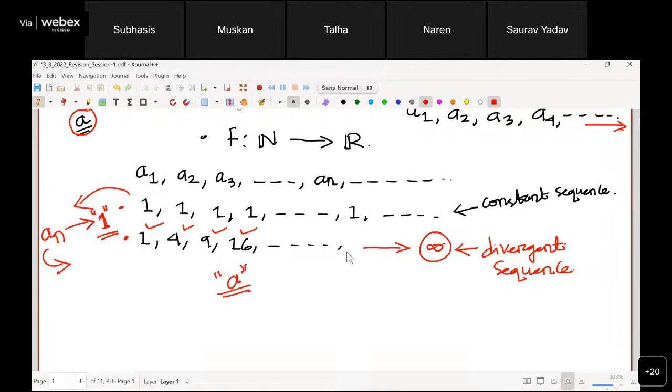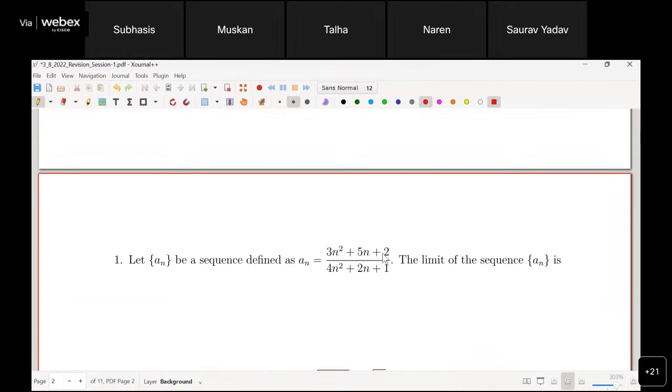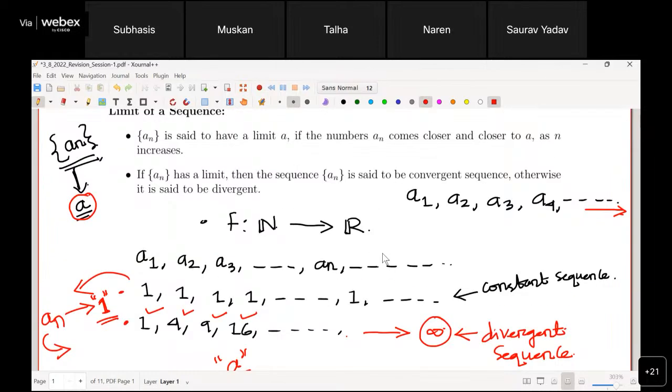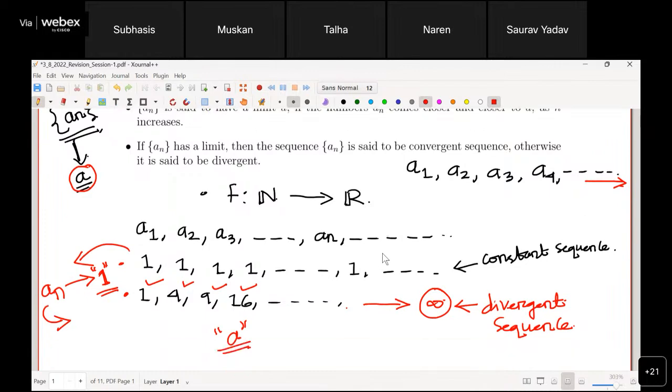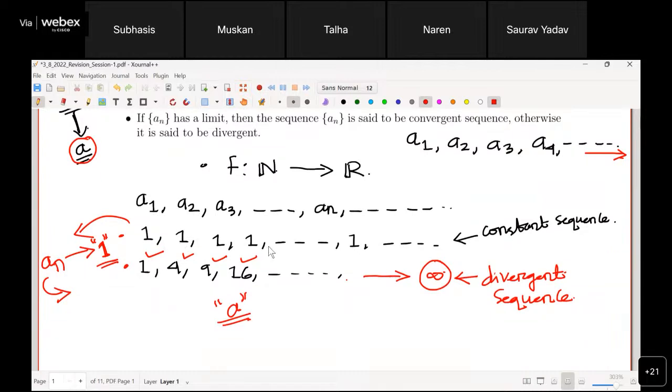Yes, sir. Okay, so let me solve a few questions. Sir, one second, sir. When you started, you said the limit of 1, 1, 1, 1 is not going anywhere, it is going to infinity? The below one, yeah. Oh, below one. Okay. 1, 1, 1, 1, 1 is a convergent sequence. It's basically 1, all the terms are 1. So you can say that the sequence is going towards 1. Okay, thank you.